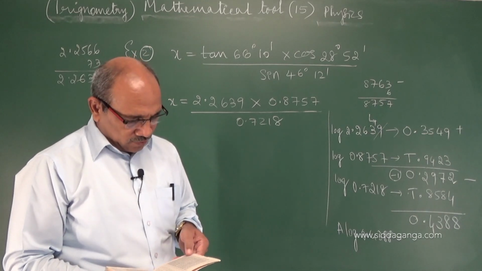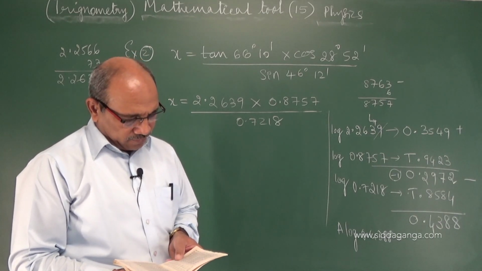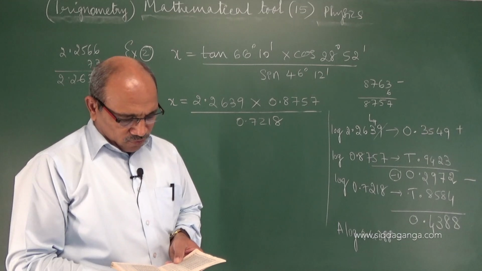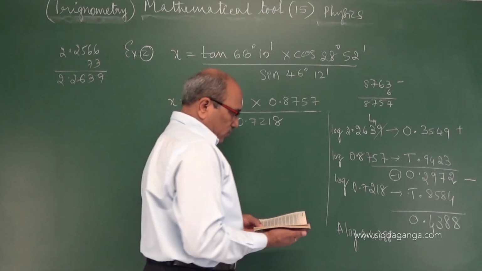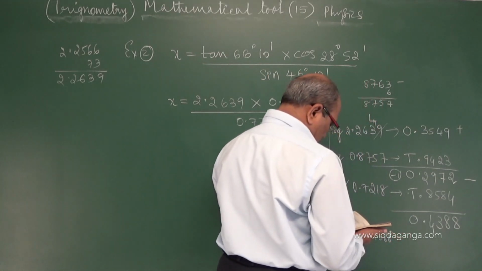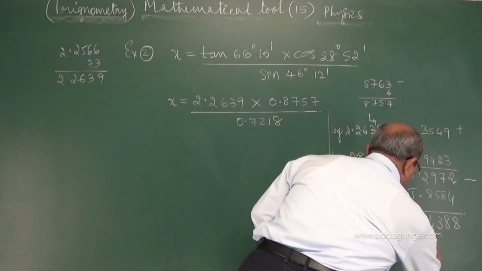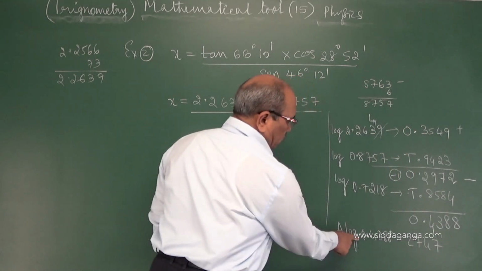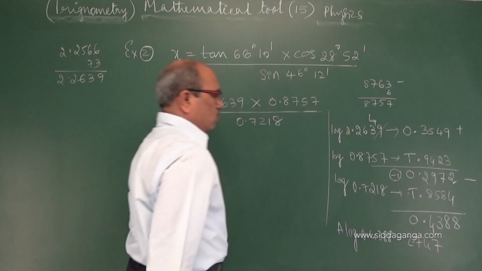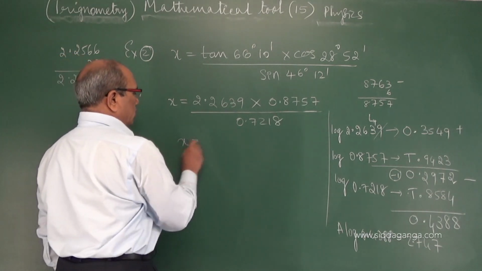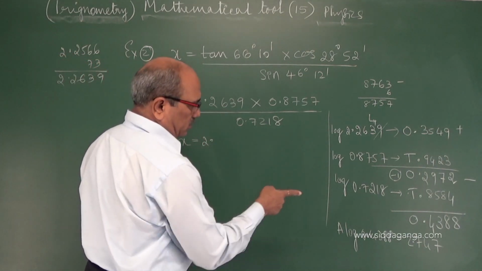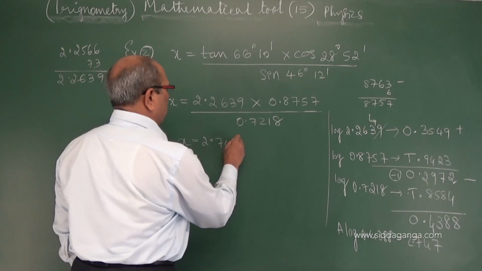4388. 43.8. 2742. For 8 is 5. 47. 2747. 0 point means after one decimal point. Anti-log, reverse order. So hence answer come to be 2.747.